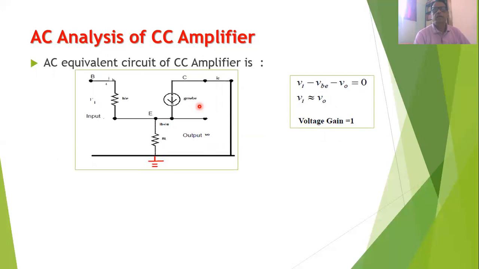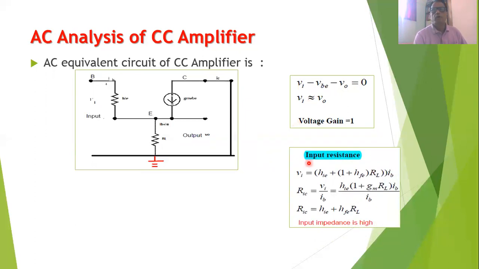From this circuit, we can easily understand that this voltage VI is nothing but the voltage across the base and emitter, that is VBE, plus the output voltage VO. Therefore we can say that VI minus VBE minus VO is equal to 0. But we know that VBE is much smaller than VI, and therefore VBE can be neglected. In such a case, we can say VI is almost equal to VO. That is, the input voltage is almost equal to the output voltage. Therefore the voltage gain, which is the ratio of output voltage to the input voltage, will become equal to 1.